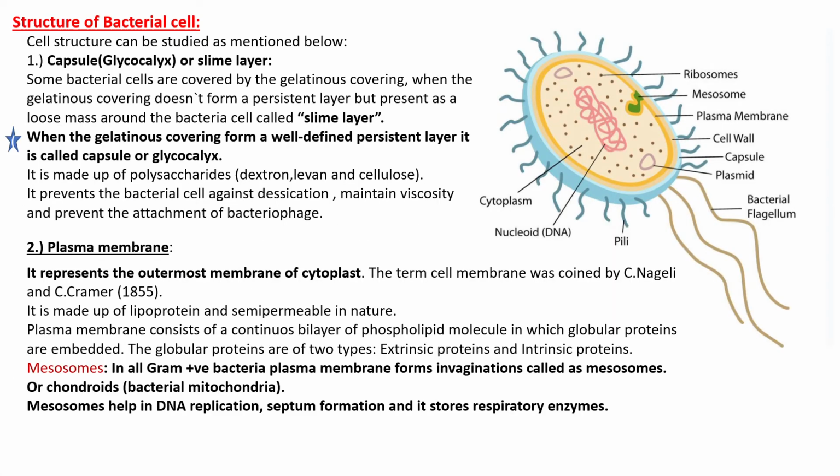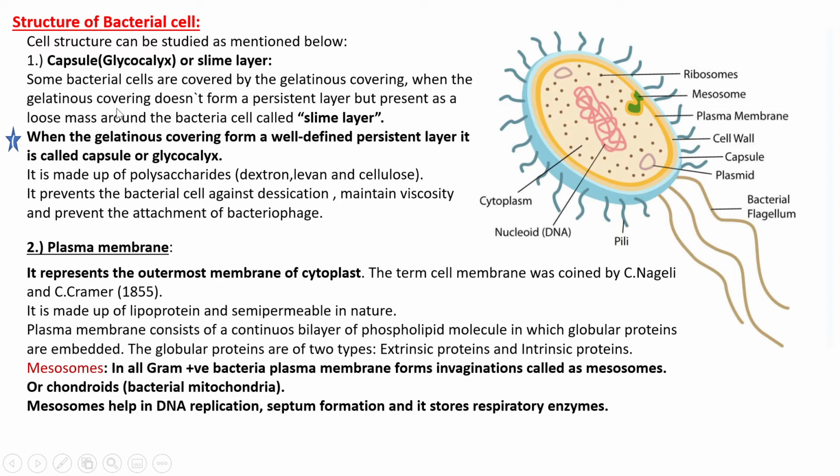Then we will move on to the structure of bacteria. The cell structure of bacteria is studied as mentioned below. The number one is capsule or the slime layer. This is the capsule as we see in the diagram. We call it the slime layer here. Some bacterial cells are covered by a gelatinous covering.